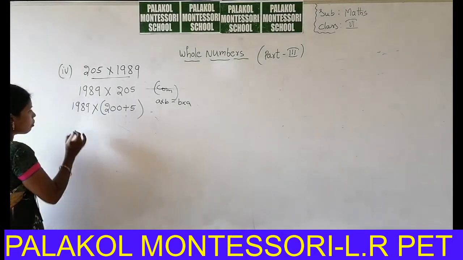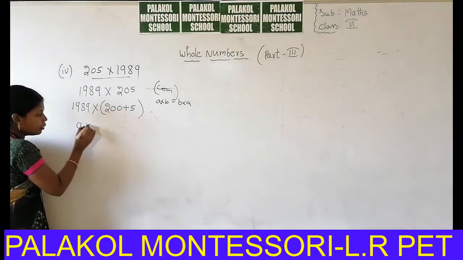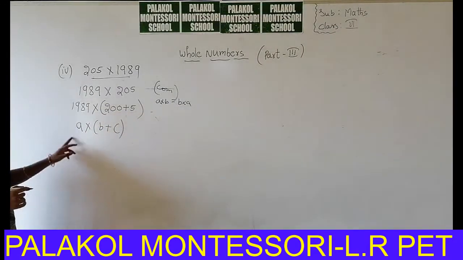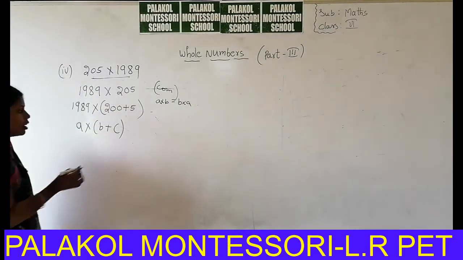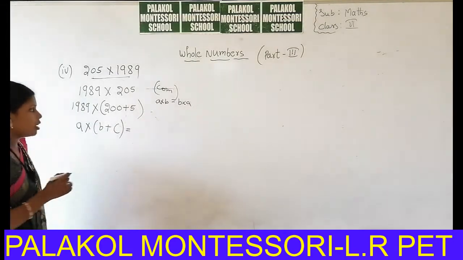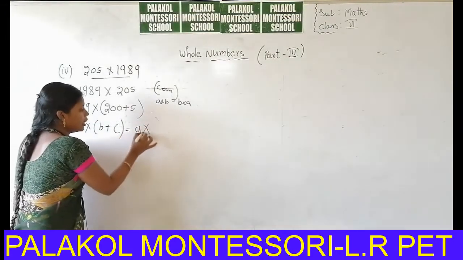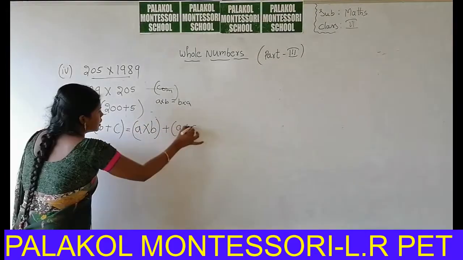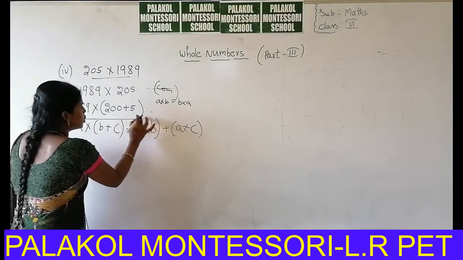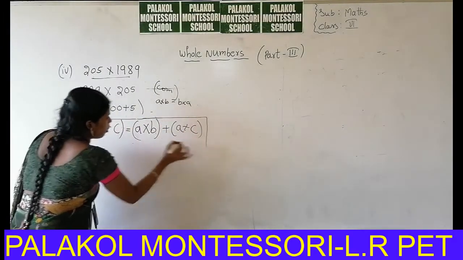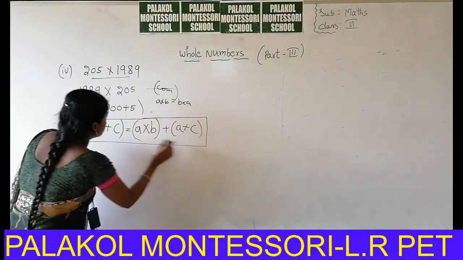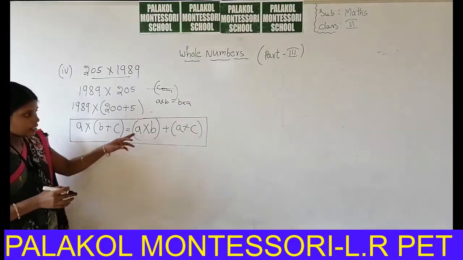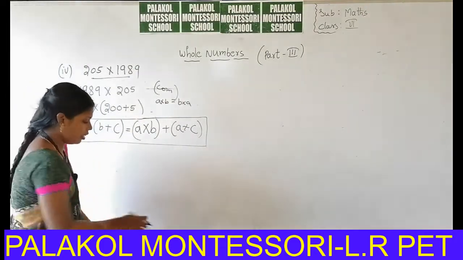So this is in the form of A into B plus C. So this is the distributive law. So A into B plus C means A into B plus A into C. This is the distributive formula. So this is in this form. We can split into this form and we can get the result.